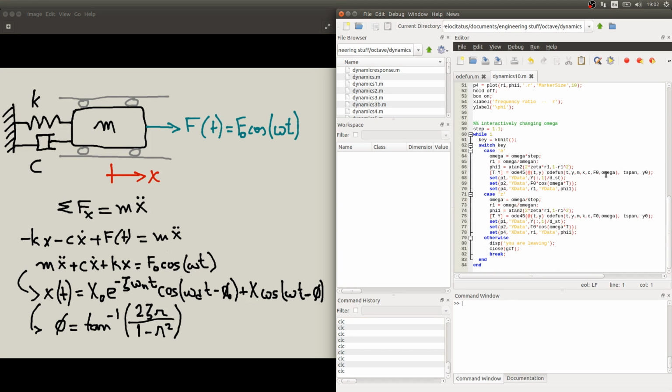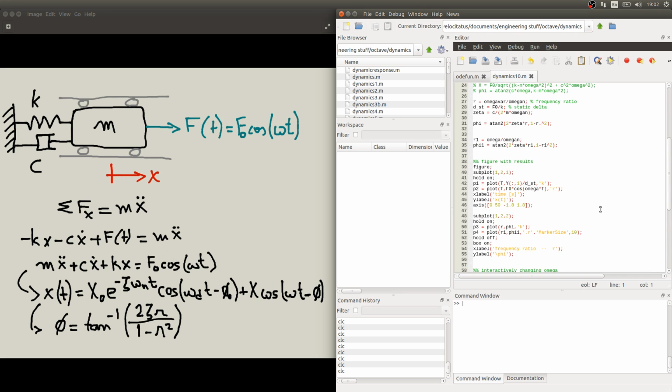For the interactive part, as I update omega, I update the value of the current phase angle phi1 here, and also I recalculate the time response. And then I update the time response, the force, and the current phase angle data in the respective figures. So I do that for increasing omega and decreasing omega, as we've done before. So go ahead and make sure your script has all these changes.